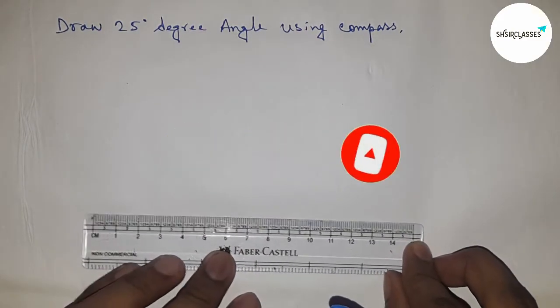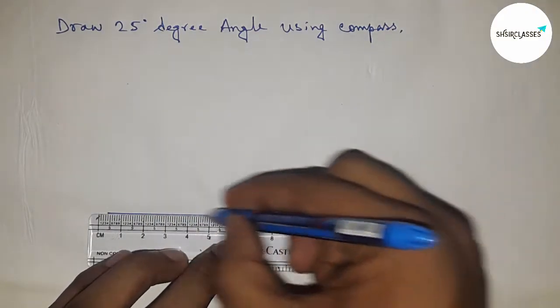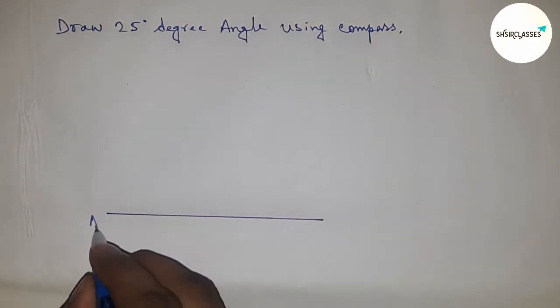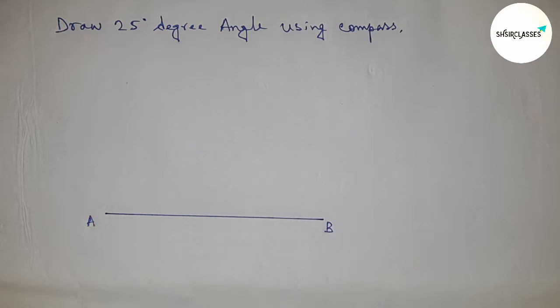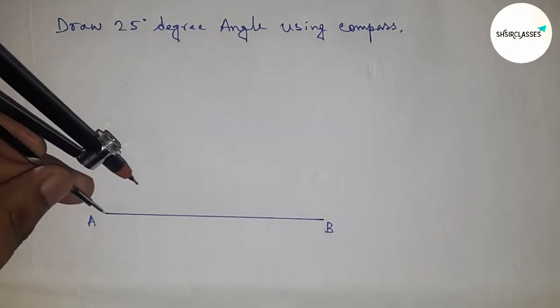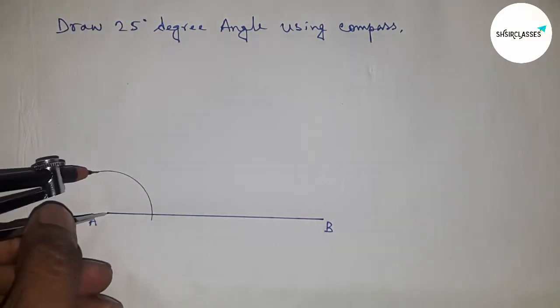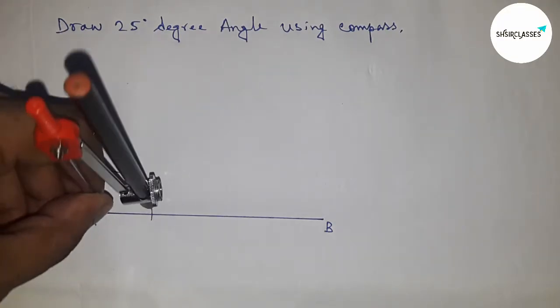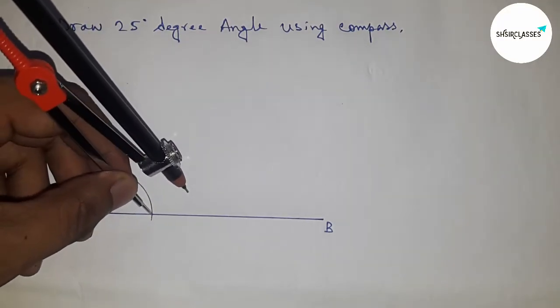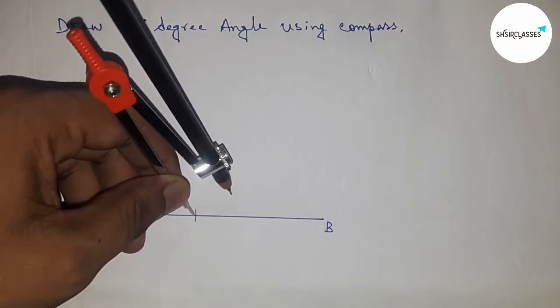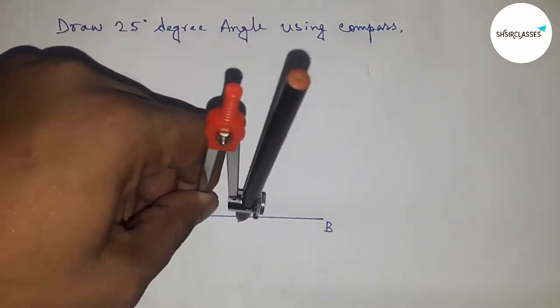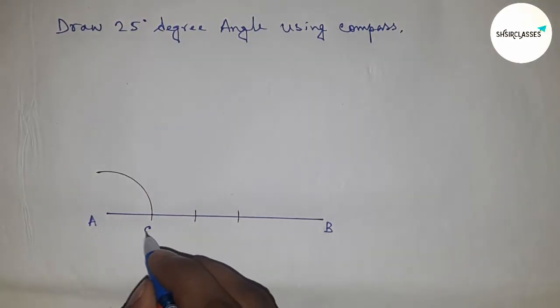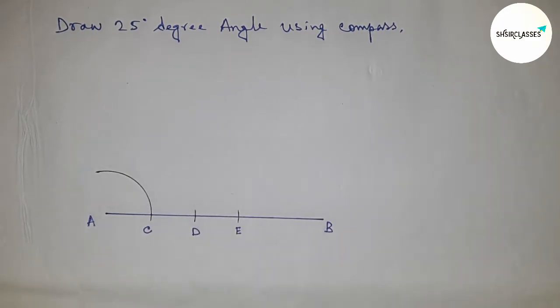So first of all, draw a line of any length here, and this is line AB. Next, putting the compass on point A and drawing an arc this way. Okay, and with the same length, putting the compass here and drawing an arc. So it cuts the line this way. Okay, next, these are points C, D, E.